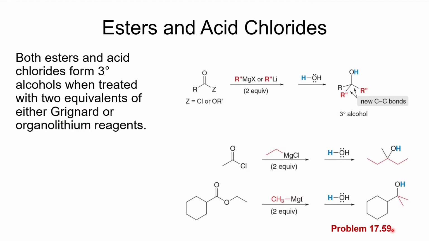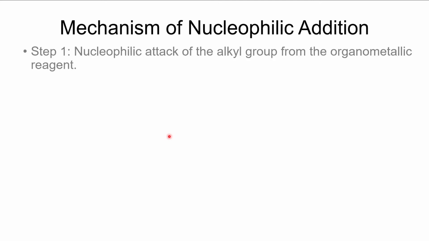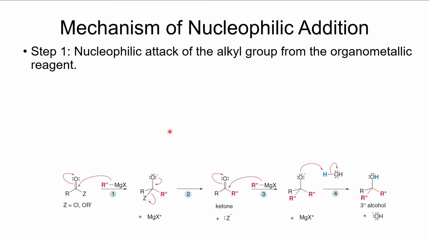All right, so that's how we can think about it when we're doing synthesis of our tertiary alcohols with esters and acid chlorides and either a Grignard reagent or an organolithium reagent. We're going to look at the mechanism. We're going to do both a nucleophilic substitution and a nucleophilic addition. So in our first step, we're going to take our either acid chloride or ester and treat it with an organometallic reagent. In this case, we're going to choose Grignard.